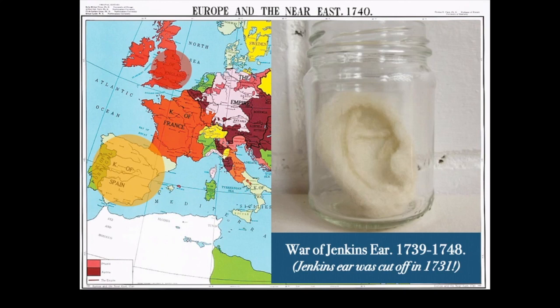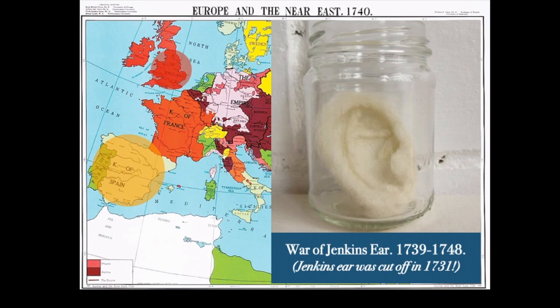A member of Parliament who wanted war with Spain got the ear, held it up, and said, "This is what the Spanish are doing in the Americas," and Parliament declared war on Spain. And that war was the War of Jenkins' Ear. What does the War of Jenkins' Ear have to do with the War of Spanish Succession?